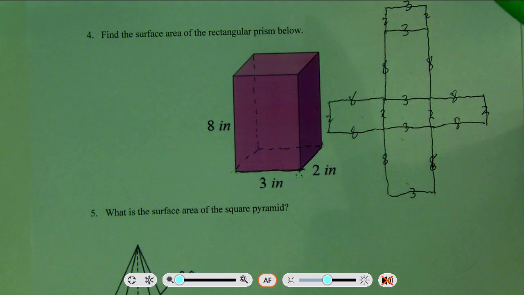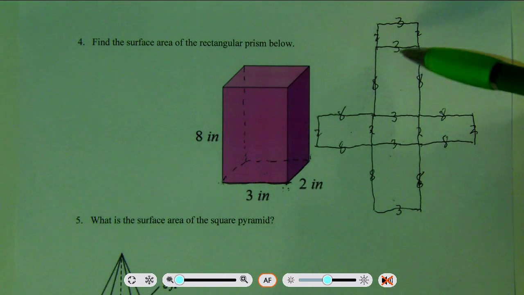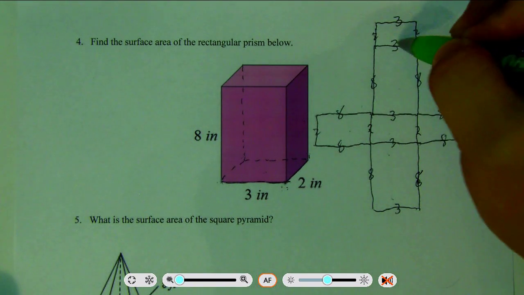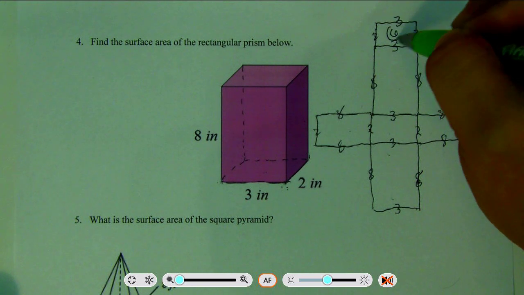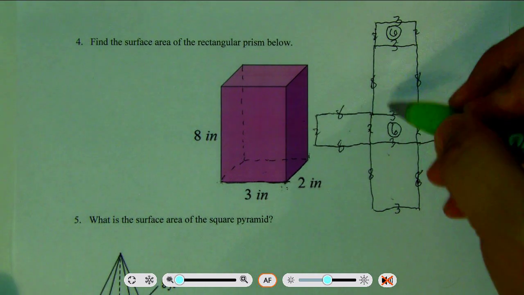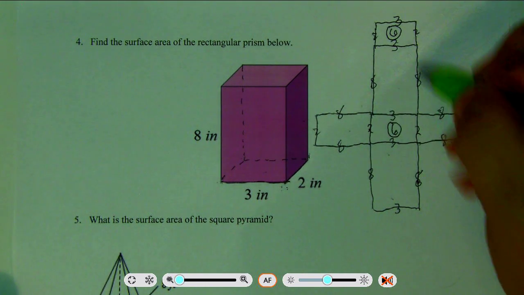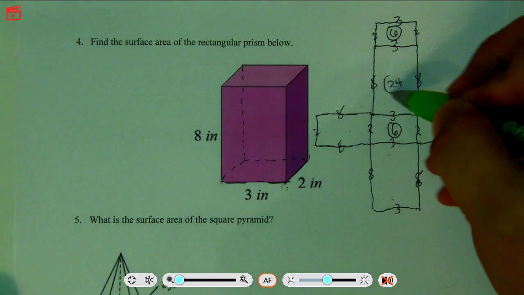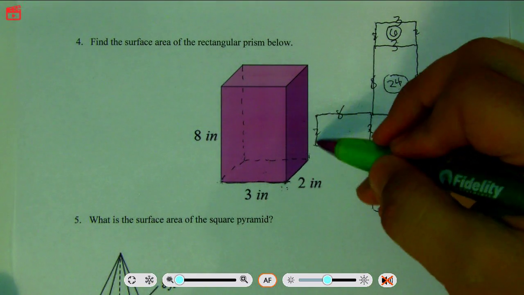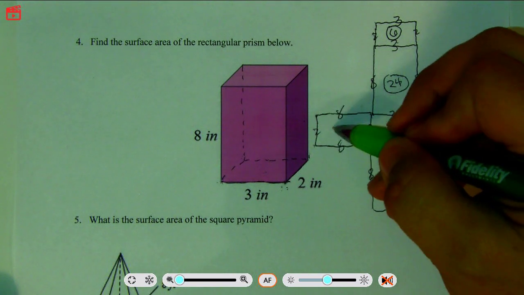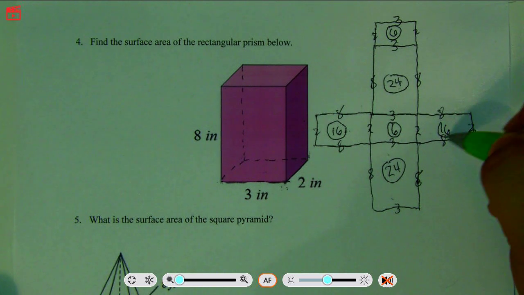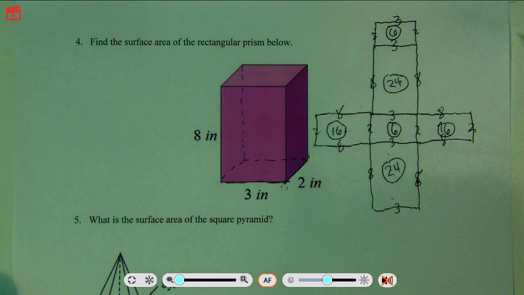For surface area, we are just finding the area of all 6 rectangles and adding them all together. So length times width, 2 times 3, and I write that in the middle and circle it. This is 6. This is also 6 because they're the same size. Length times width, or base times height, 3 times 8. Well, that's 24. So this is 24. And then these sides are length and width, 2 times 8, so that's 16. And this is 16. And now I have 1, 2, 3, 4, 5, 6 separate areas.